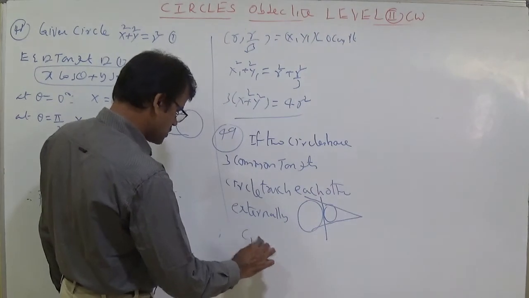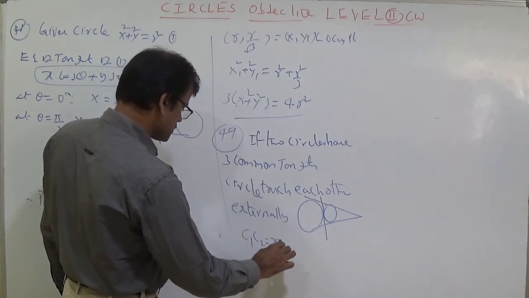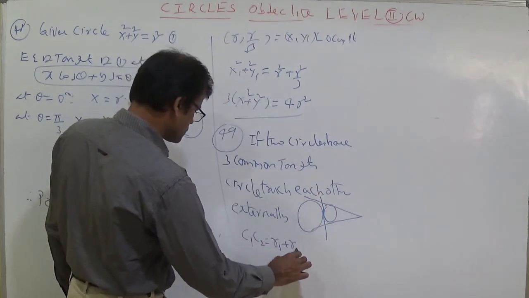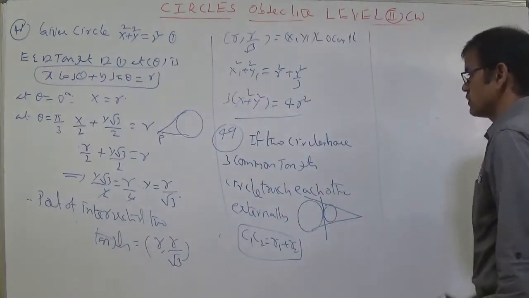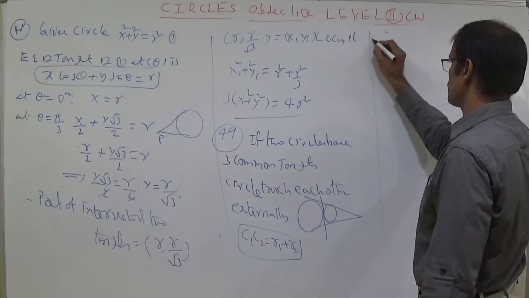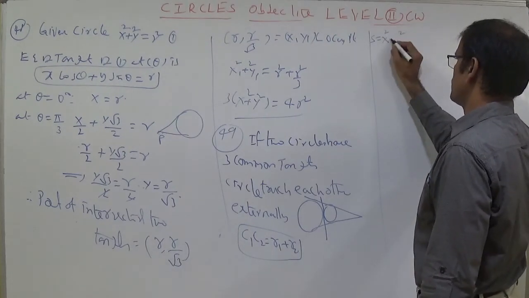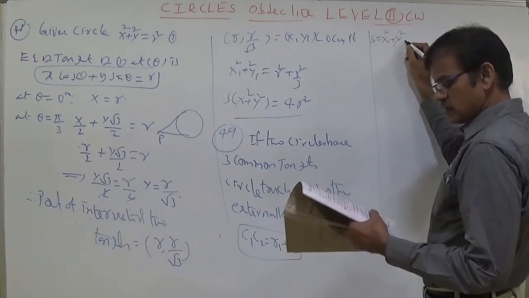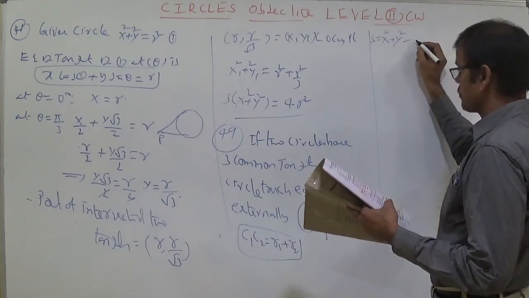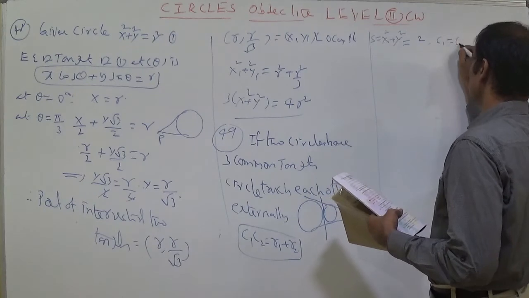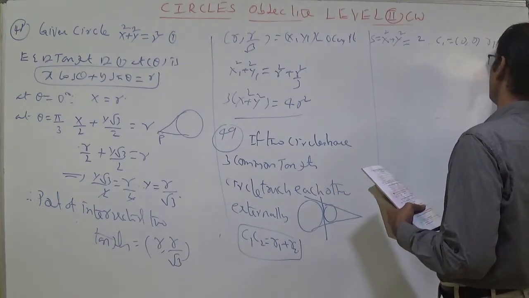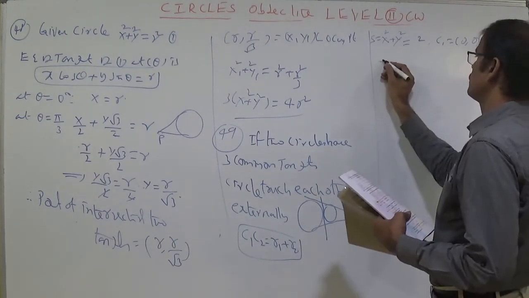In this condition, C1C2 is equal to R1 plus R2. Using the condition C1C2 is equal to R1 plus R2, let us write the given circles. First circle S1: x square plus y square equal to 2. So C1 equal to (0, 0), R1 equal to root 2.